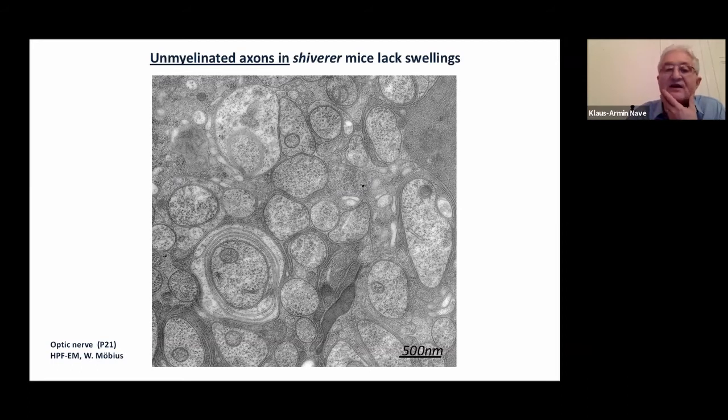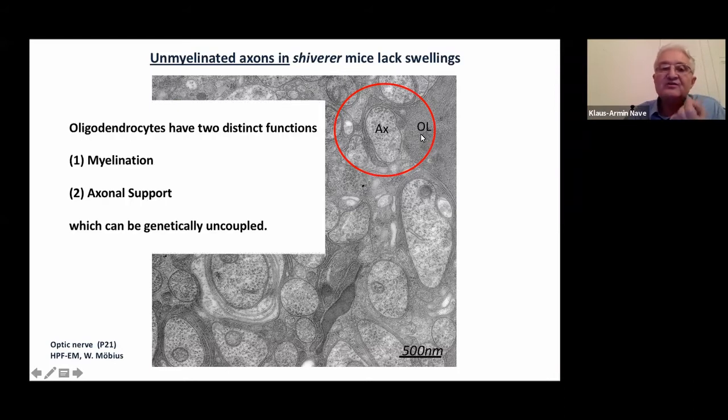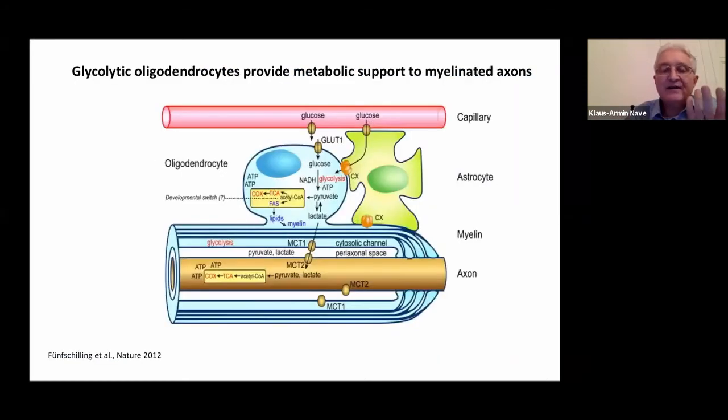Now that together means that the oligodendrocyte in the Shiverer mouse is able to support the axon by these contacts, we presume, but overall it means that the oligodendrocytes really have two distinct functions. One is to make myelin, which is the textbook knowledge, and secondly, to also support axons in a curious way, and these two functions, that's important, can be genetically uncoupled. In many diseases, you have both defects at the same time overlapping. What is the underlying mechanism?